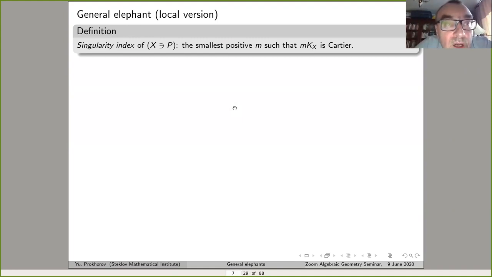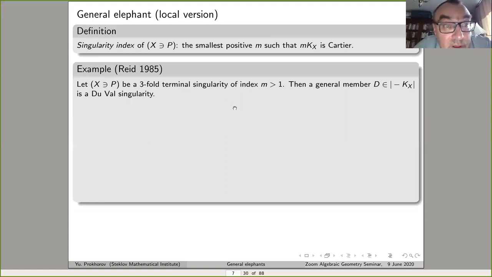Okay, a local version of Reid's conjecture. I recall that the singularity index of a normal singularity is the smallest positive m such that mK_X is Cartier. Reid suggested the following thing, which is just an easy consequence of the classification. Consider a threefold terminal singularity, so we are local near a point, and we assume that the index is strictly bigger than one. Then a general member of the anti-canonical class is Du Val. So we have a canonical 1-complement.